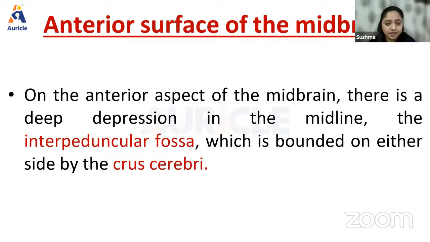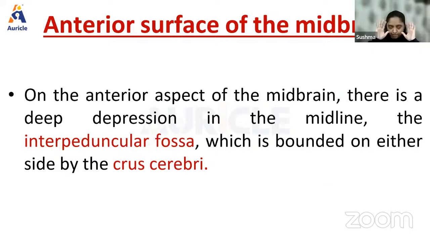In the anterior surface, what I have is a deep depression in the midline called the interpeduncular fossa. First question, why the name interpeduncular fossa? Because on either side, it is bounded by cerebral peduncles. Second question, why are they called cerebral peduncles? It is because the descending tracts from the cerebrum pass through these peduncles.